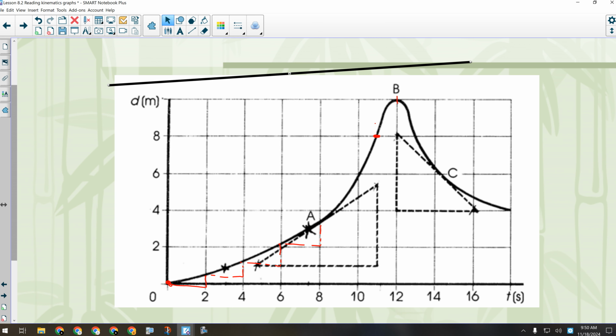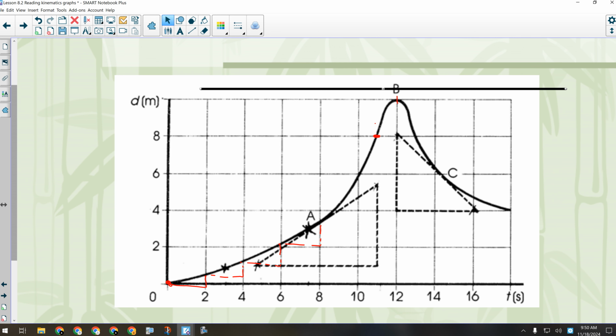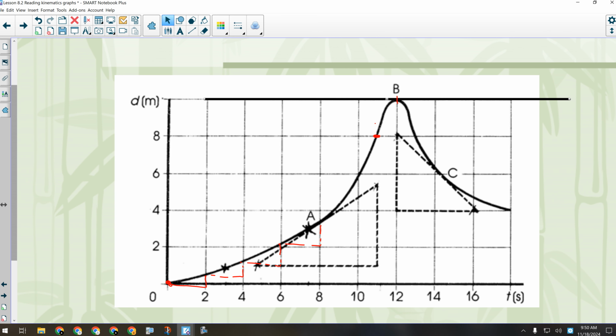Because if I draw a tangent at B, what's the slope of that line? 0, it's horizontal. Okay? So at that point, at B, the object is actually stopped for an instant. Then what does it do right after that? Does it get faster and faster? Yeah, it gets faster and faster till here. Then it gets slower, right, because the slope starts to decrease or flatten. The curve starts to flatten out.